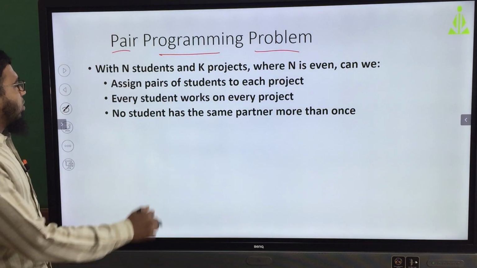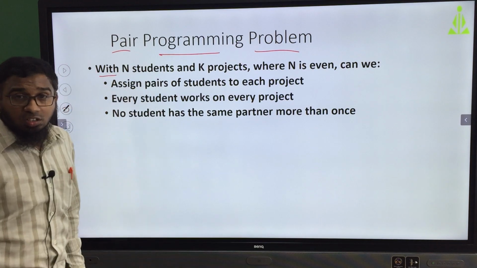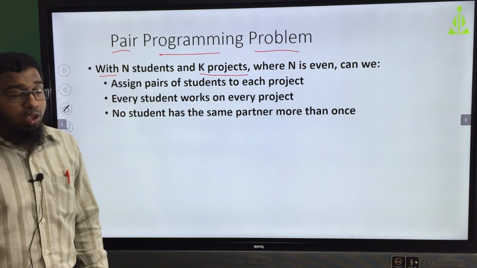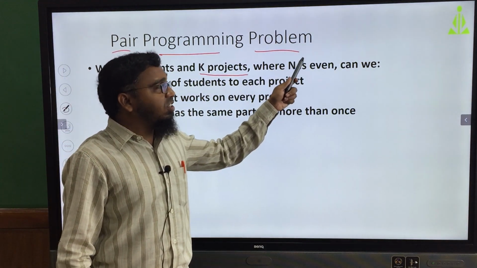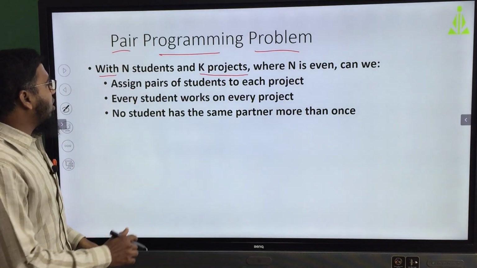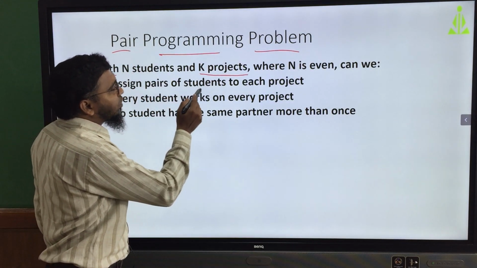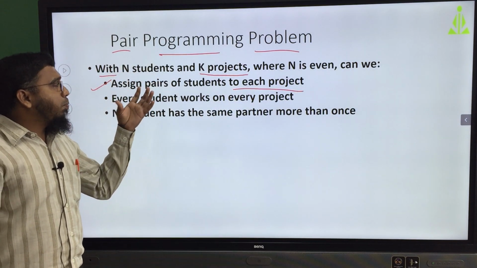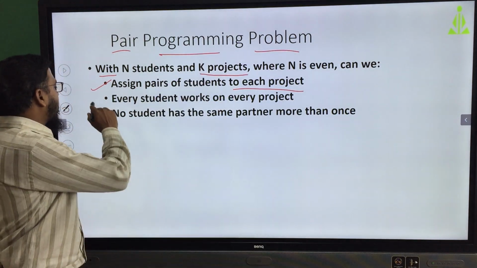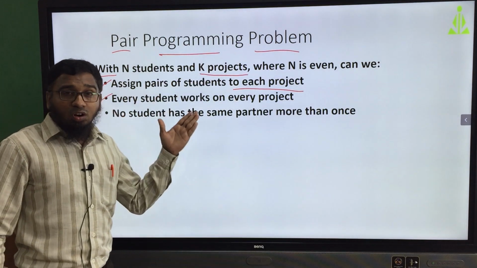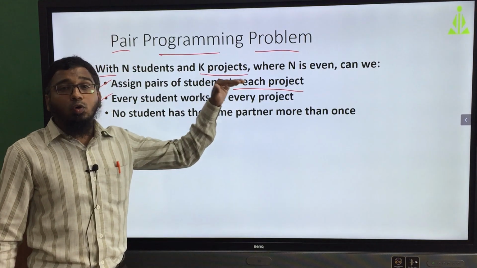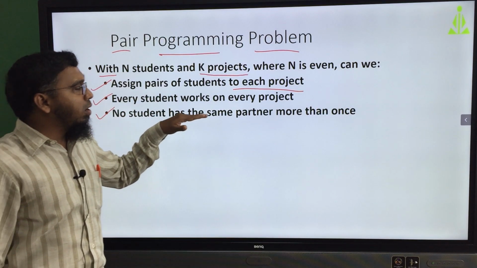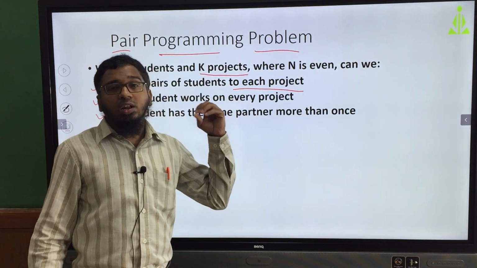Okay, the pair programming problem. This is one type of problem. Here, with n students and k projects, where n is even, can we assign a pair of students to each project? Every student works on every project, and no student has the same partner more than once.